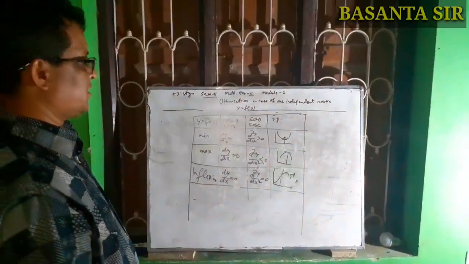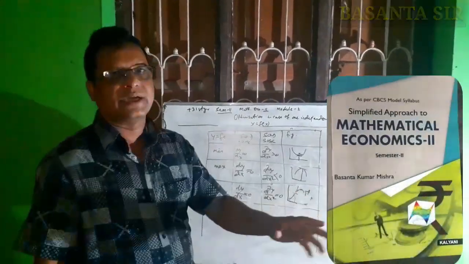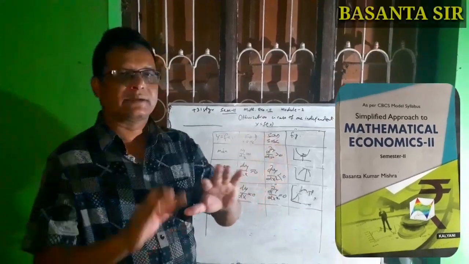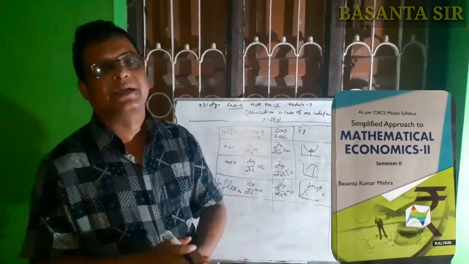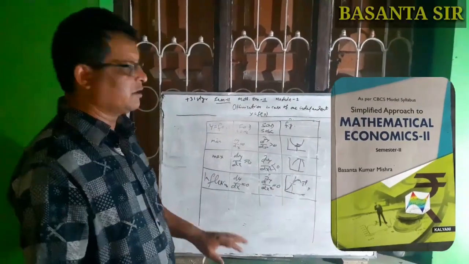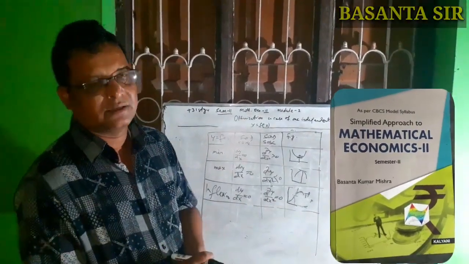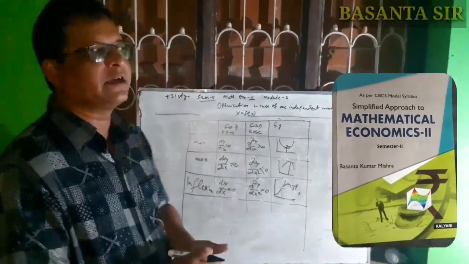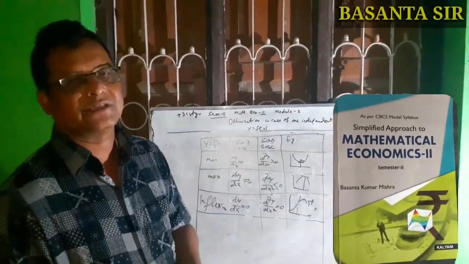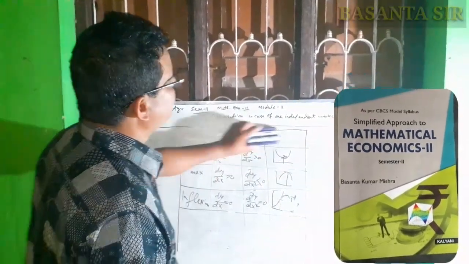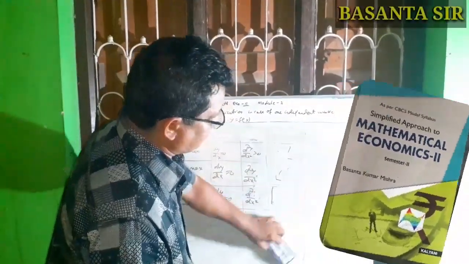For these three conditions, you can refer to my book. This is very clearly and lucidly explained in my book with a table. There is also another condition for rising and falling. We will discuss it later, and we will go for maximum, minimum, inflection point and the application of these in economics. Now we will go for a problem.